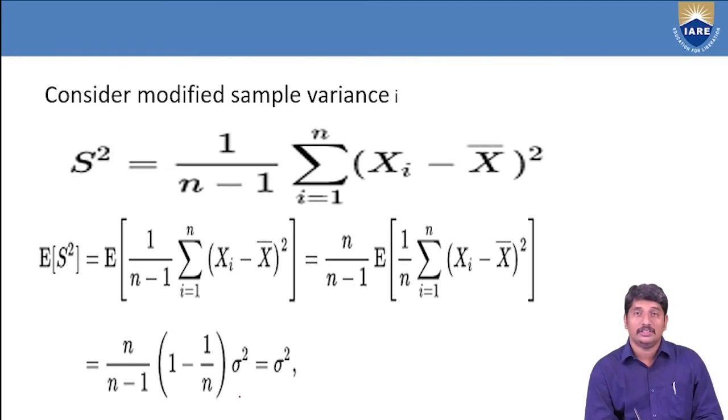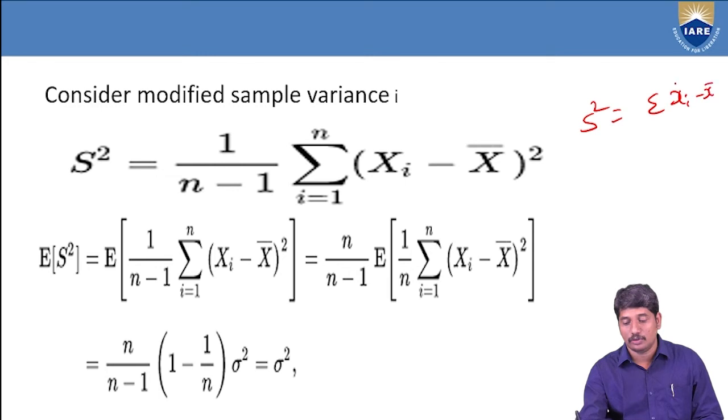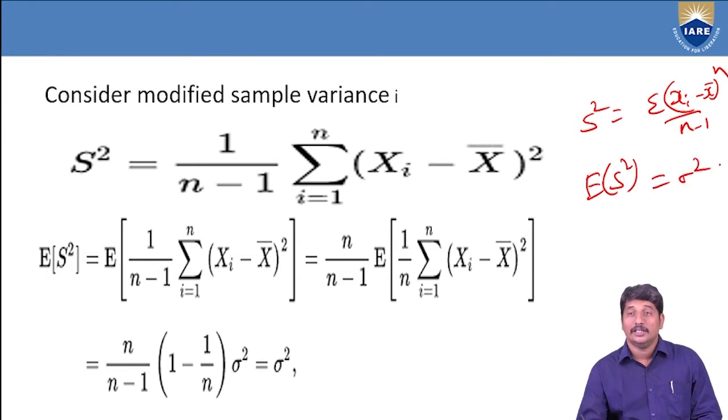Here, just as we discussed in the last class, the modified variance s square is the summation of xi minus x bar whole square divided by n minus 1. We calculated E of s square and arrived at the value sigma square, and hence we declare that s bar square is an unbiased estimator of the population variance.